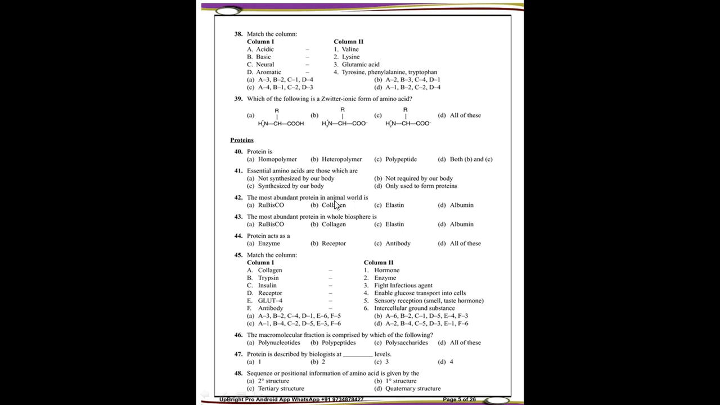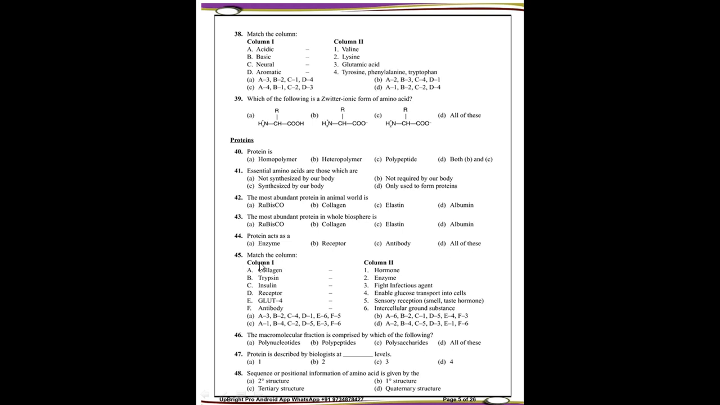protein in animals. The most abundant protein in the whole biosphere is the rubisco enzyme, found mostly in plants, which helps in photosynthesis. So this is the most abundant protein in the whole biosphere, but in animals it is collagen. Proteins acting as enzymes is true. They can act as receptors, true. They can act as antibodies. So for 44, the answer is D.